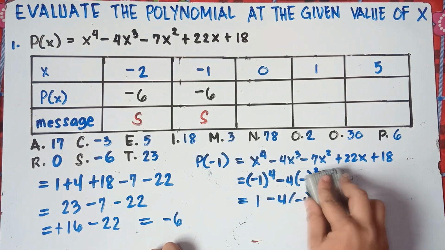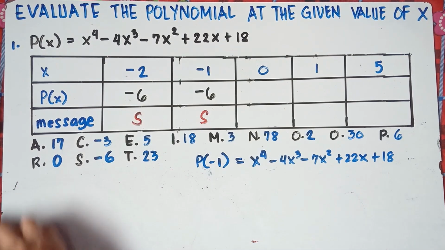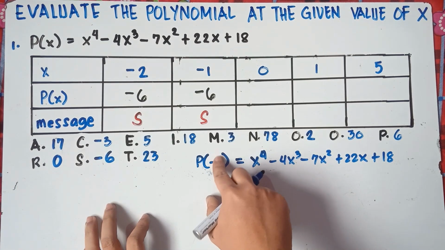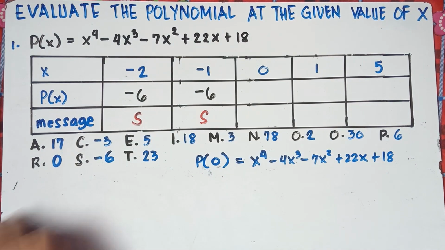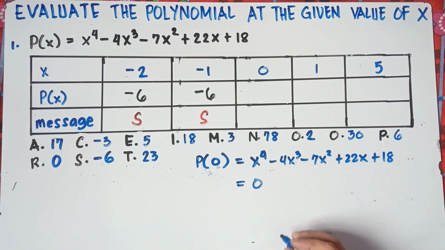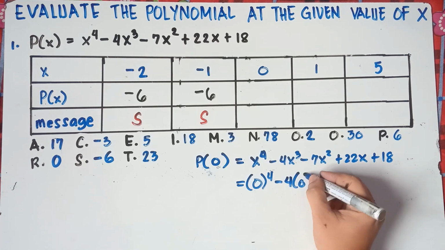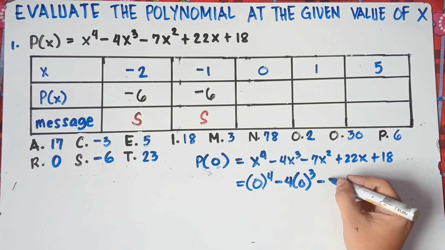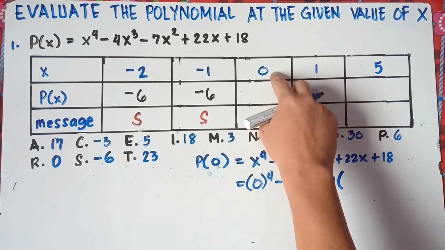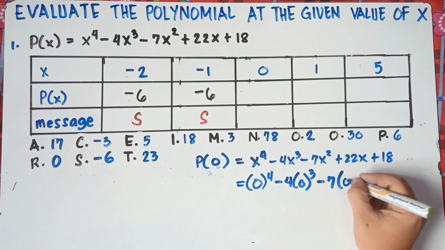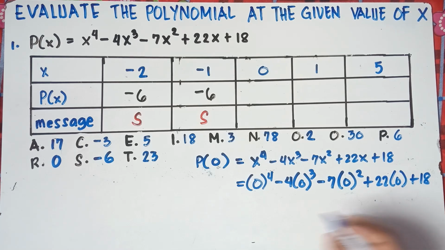Alright, so let's try 0. What if x is 0? So our x now will be 0. That's how you evaluate class, just simply substitute the value of x. So this will be 0 raised to the power of 4, minus 4 times 0 raised to the power of 3, minus 7 times 0 raised to the power of 2, plus 22 times 0, plus 18.